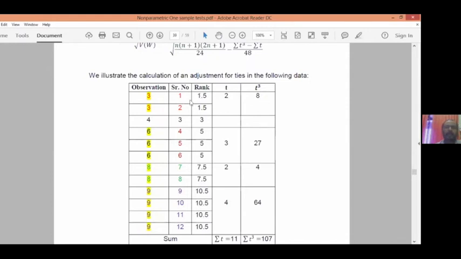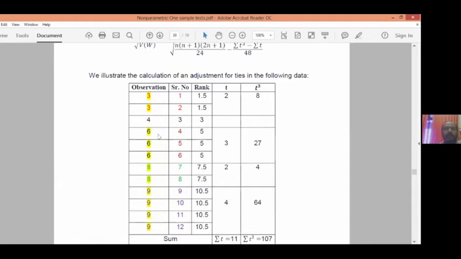Again, I can see here 1.5, 1.5. This is the average value. So there are two values tied here, 3 and 3, with the same rank. In this case T is 2. We calculate T is 2, and then T cube is 8. Okay, what we are expecting from the above formula, that is called the correction factor.